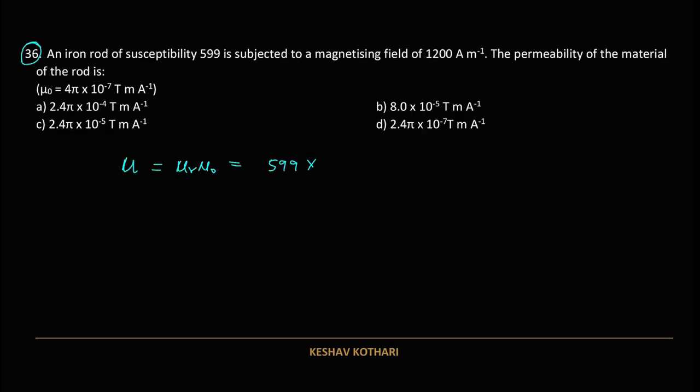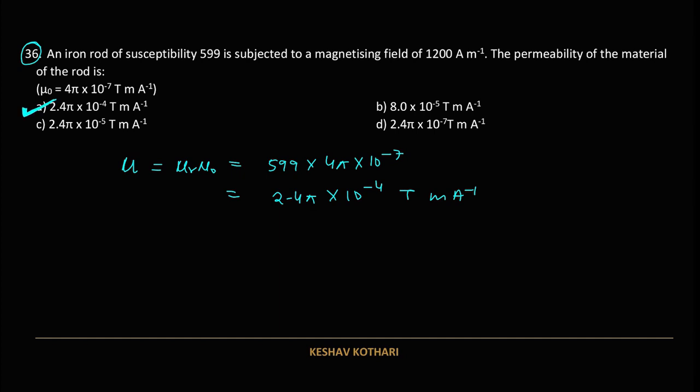So we are beginning with problem number 36. An iron rod of susceptibility 599 is subjected to a magnetizing field of 1200 ampere per meter. The permeability of the material of the rod is. So it is given as mu is equal to mu r times mu naught. That is it is equal to 599 into 4 pi into 10 to the power minus 7. So if we calculate the value, it is coming out to be 2.4 pi into 10 to the power minus 4 Tesla meter ampere to the power minus 1. That is option A is correct for this particular problem.